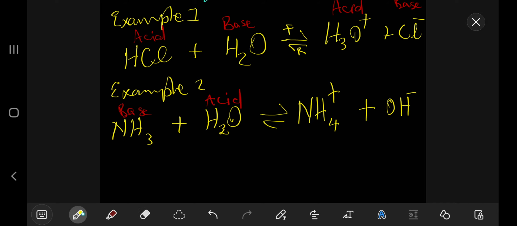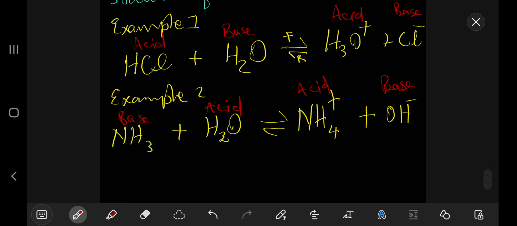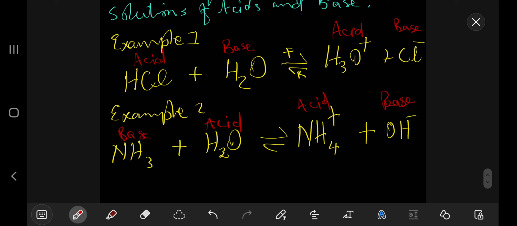And on the right hand side, we want to classify which one is the acid and which one is the base, and we know that this is definitely the base, the hydroxide ion is the base, so this one will become the acid. Right, so these are two examples so far, but I want us to note something here.